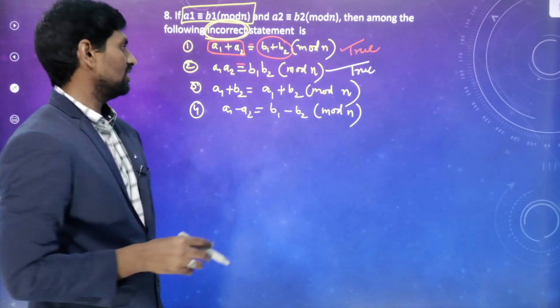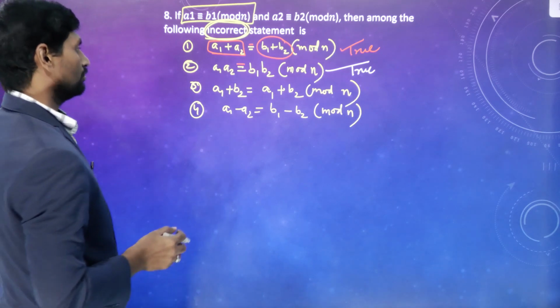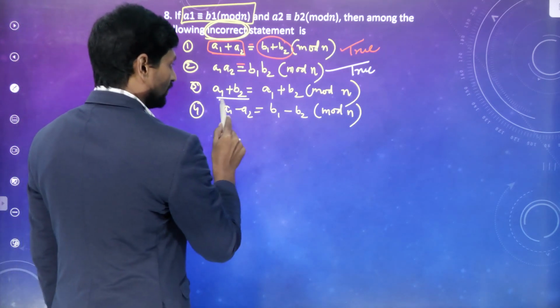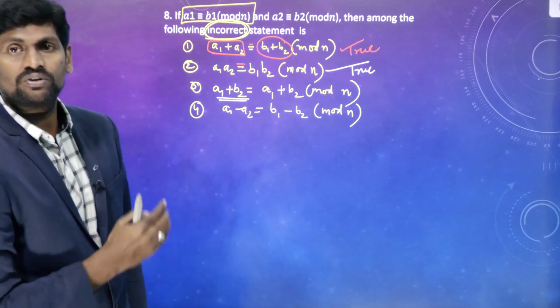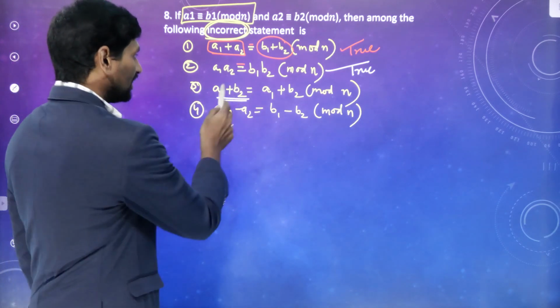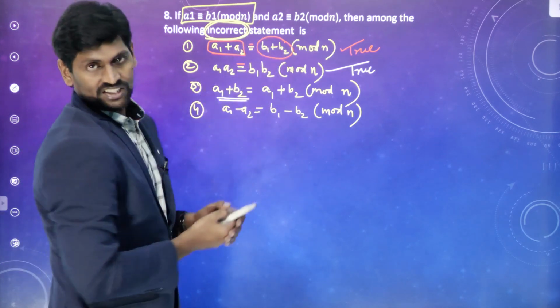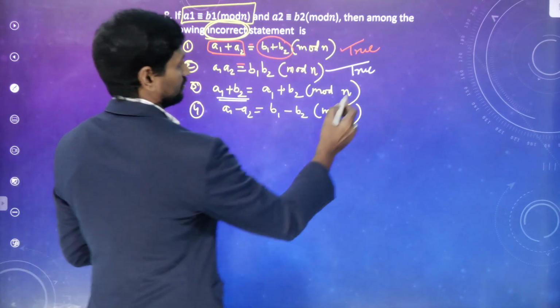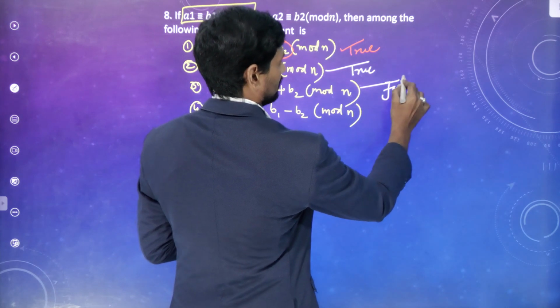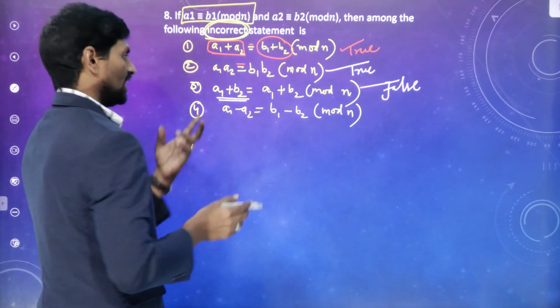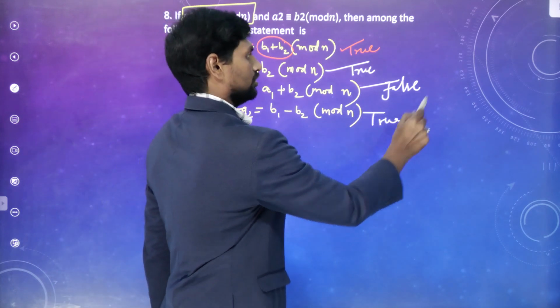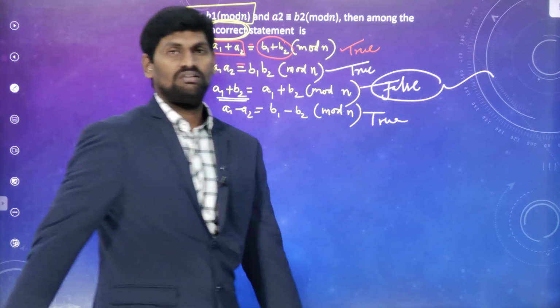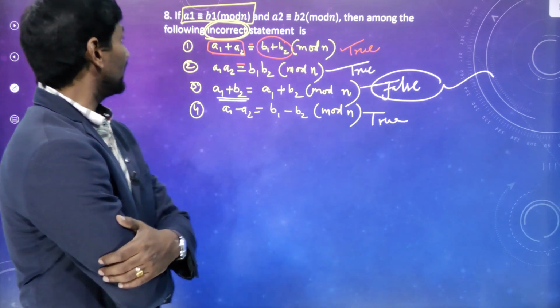Coming to the third, A1 plus B2. But actually, in the place of A1 plus A2 is congruent to B1 plus B2, LHS and RHS we cannot mix like this. So this is the false statement. And the last one, A1 minus A2 is congruent to B1 minus B2. Subtraction. This is also true. So what is our required answer? Third one, because they are asking about the incorrect statement.